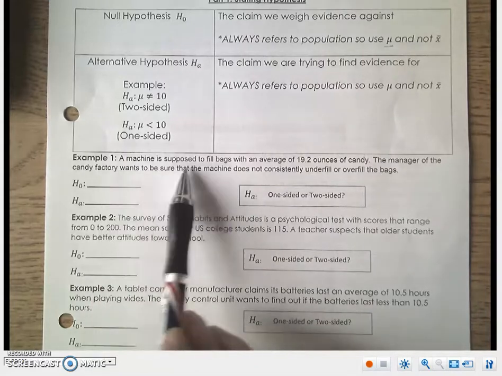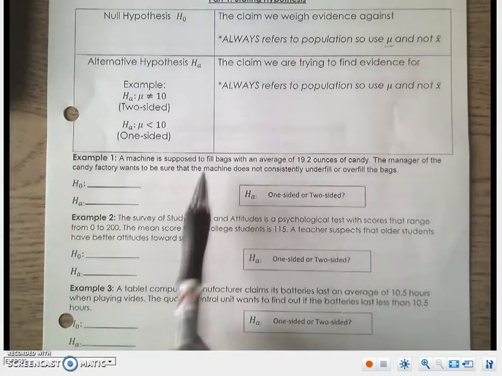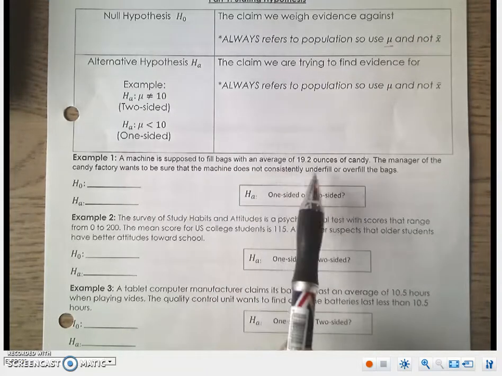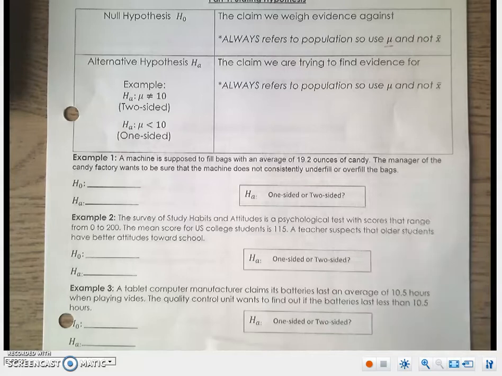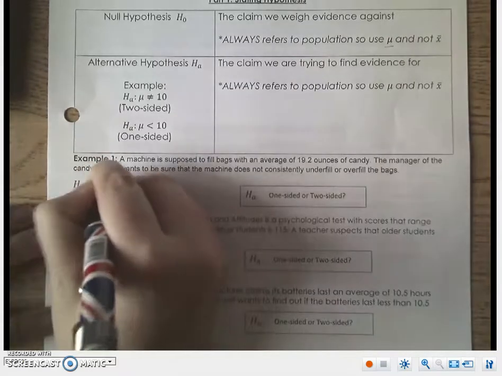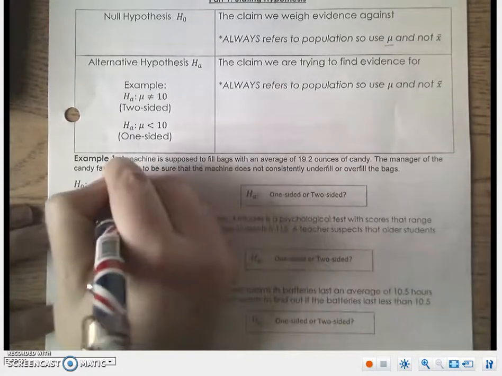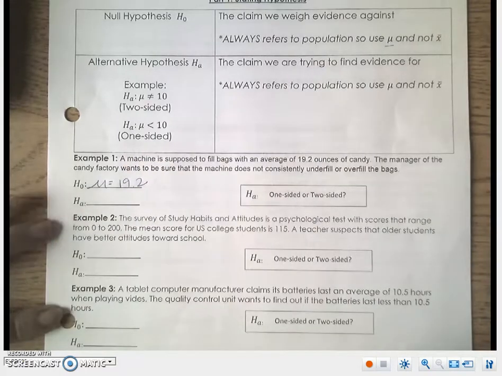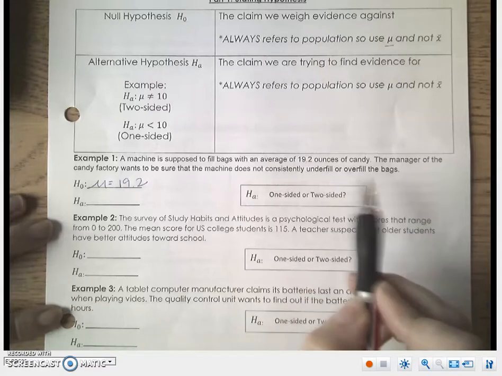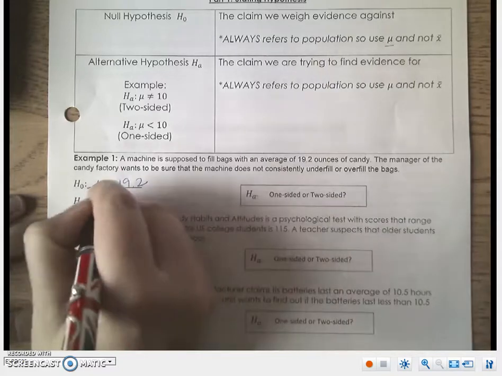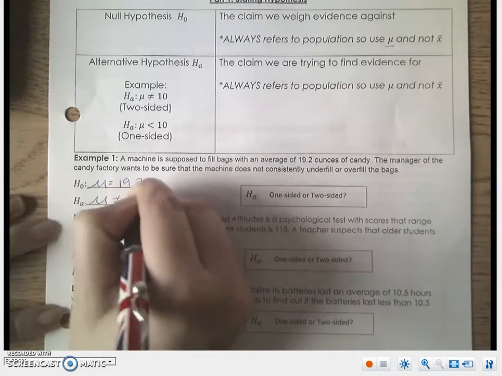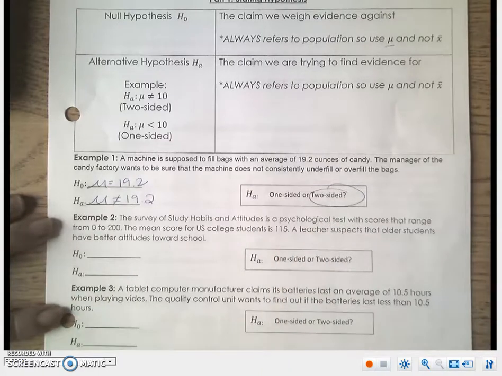Example number 1 says a machine is supposed to fill bags with an average of 19.2 ounces of candy. The manager of the candy factory wants to be sure that the machine does not consistently underfill or overfill the bags. So our null hypothesis would be that the true mean is equal to 19.2, and the alternative hypothesis is that it is either under or overfilling, so mu does not equal 19.2, and this would be two-sided.